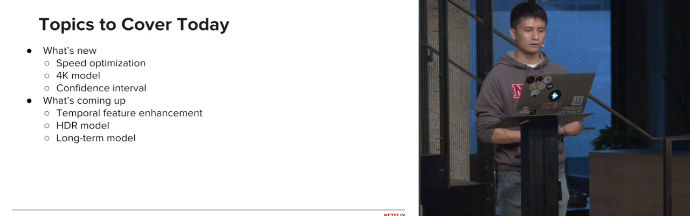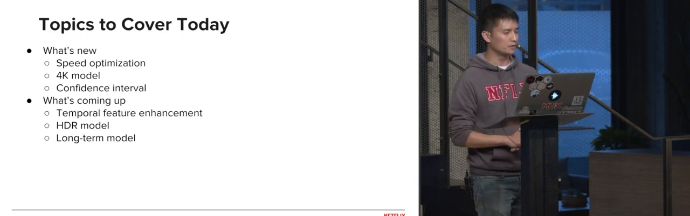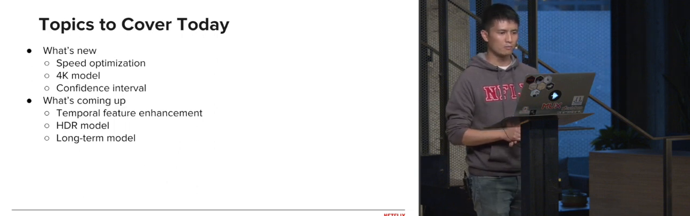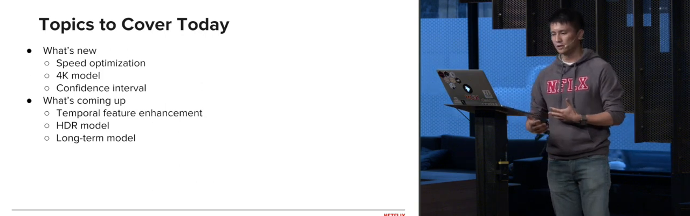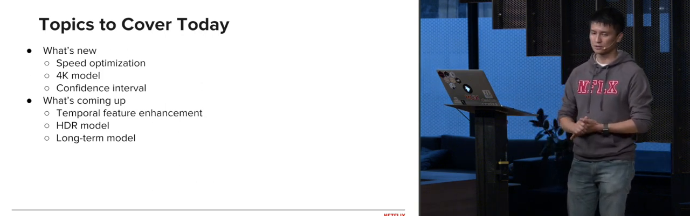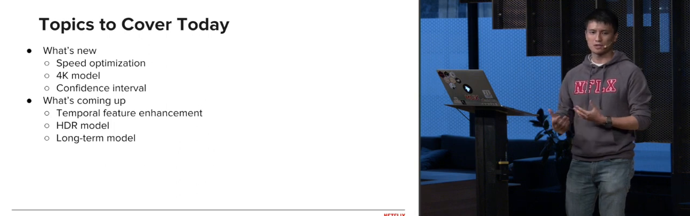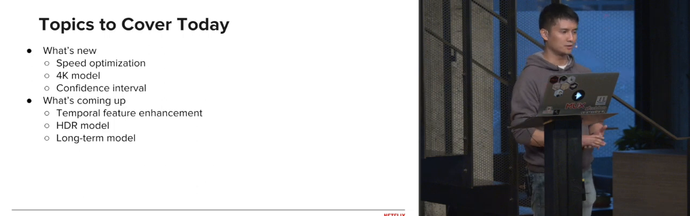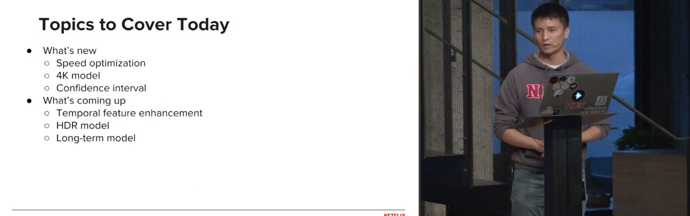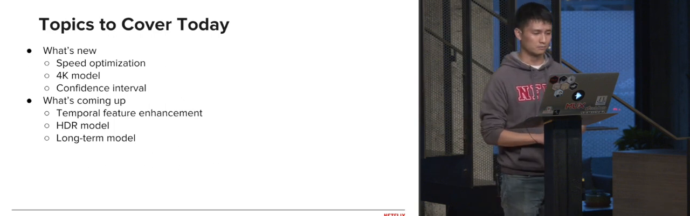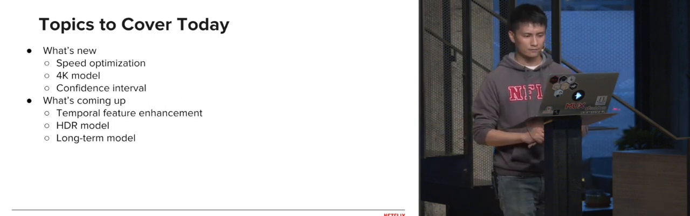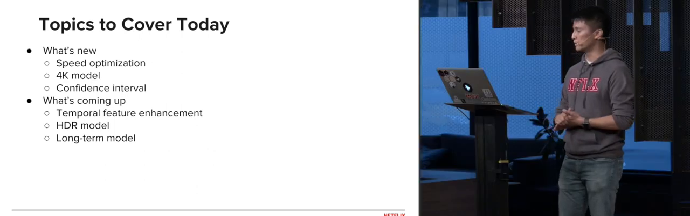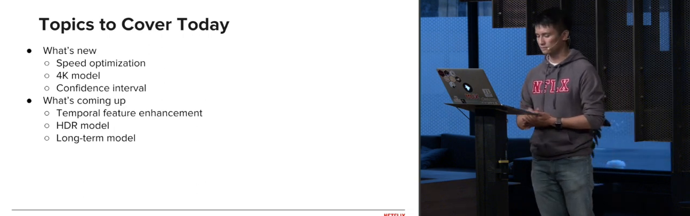So I'm going to cover a few topics. What's new in this new release? We have speed optimization and included a 4K model. And also, we're trying to have a confidence interval prediction of what the VMAF prediction gives you. In a sense, we want to know how much uncertainty is in this prediction, how reliable it is, so that people can make more informed decisions. And I'm also going to dabble slightly into a number of upcoming features, which we plan to roll out in this open source package.